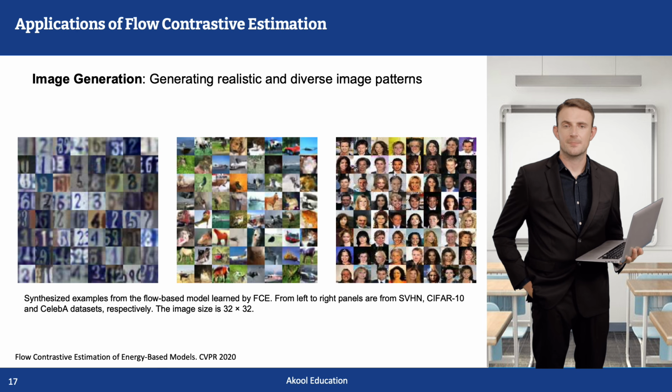Next, let's look at image generation. These examples show images synthesized by the flow-based model learned through flow contrastive estimation. From left to right, the panels correspond to samples generated from the SVHN, CIFAR10, and CelebA datasets. All images are of size 32 by 32. As we can see, FCE is able to generate realistic and diverse image patterns across different datasets and visual domains: digits, natural scenes, and human faces.